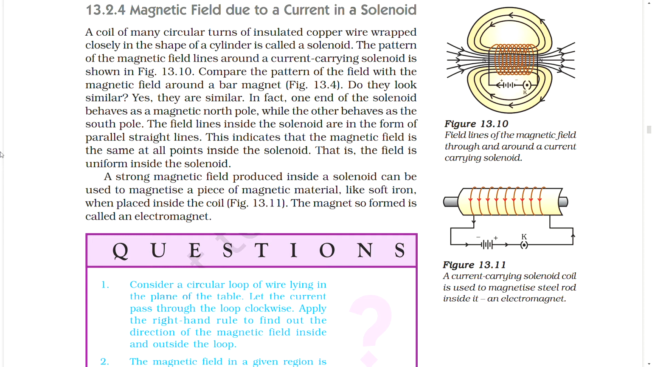A strong magnetic field produced inside a solenoid can be used to magnetize a piece of magnetic material like soft iron. When placed inside the coil, the magnet so formed is called an electromagnet. Figure: field lines of the magnetic field through and around a current carrying solenoid. Figure: a current carrying solenoid coil is used to magnetize a steel rod inside it, an electromagnet.